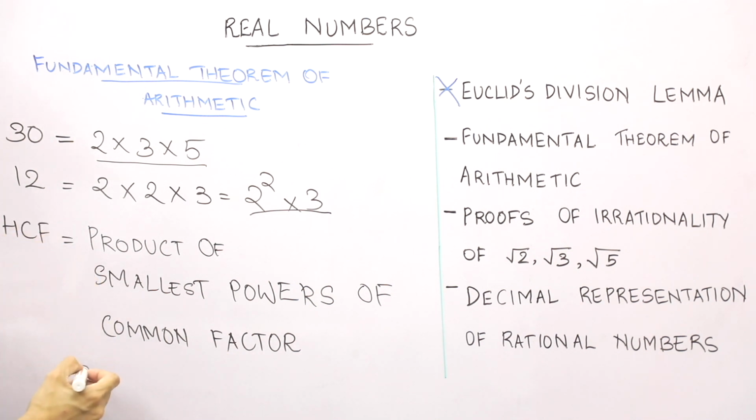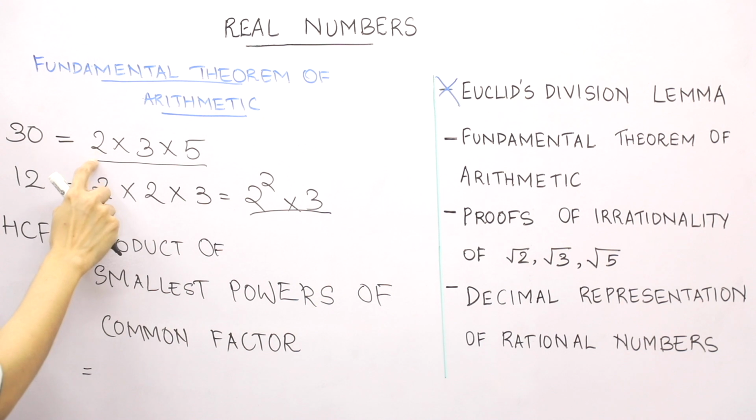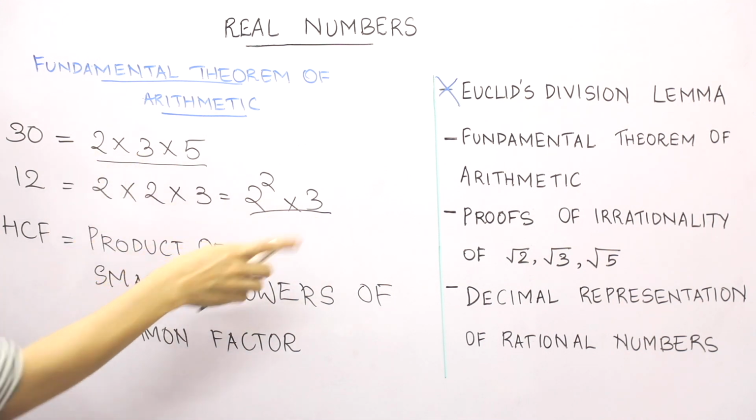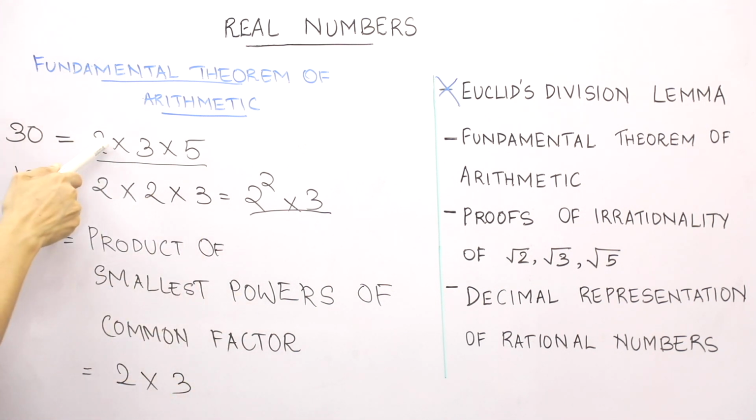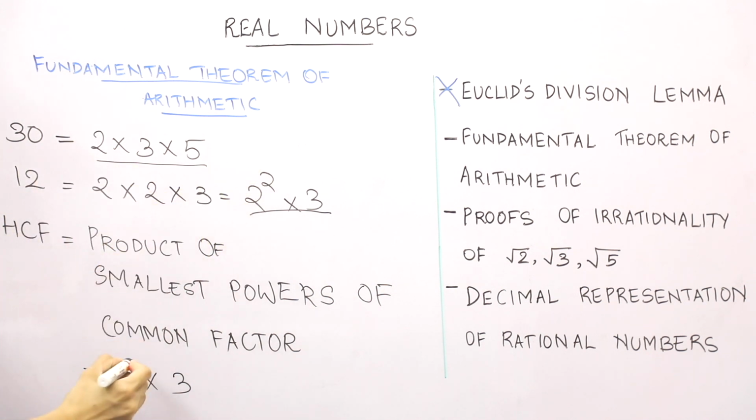So what are the common factors here? 2 is common, 3 is common, 5 is not common. So we have 2 and 3. Now we have to consider the smaller of the two powers. So here it's 2 raised to 1, here it's 2 raised to 2. So 2 raised to 1, 3 raised to 1, 3 raised to 1, so 3 raised to 1. So we get 2 into 3, which is 6.